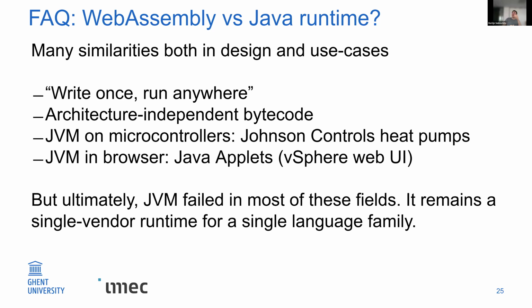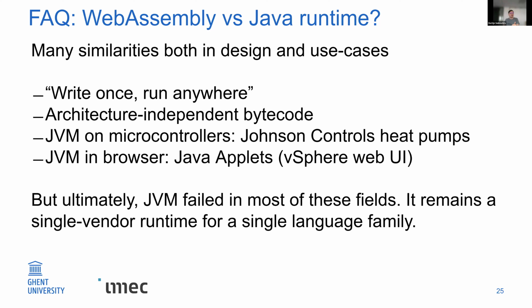Both WebAssembly and Java have this idea of write once, run anywhere. This idea of architecture independent bytecode. Running this architecture independent bytecode on microcontrollers. For example, Johnson Control heat pumps are using the JVM on their microcontrollers, or using the JVM in order to have much more advanced browser applications like the old vSphere web UI. But ultimately, the JVM failed in most of these fields.